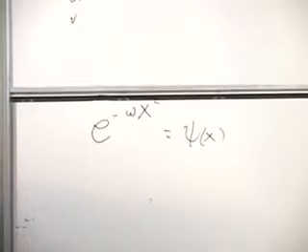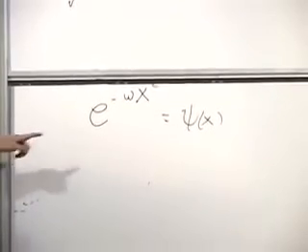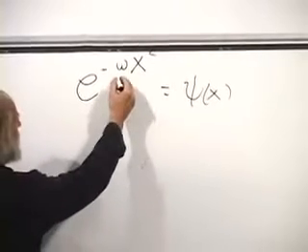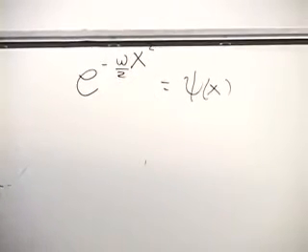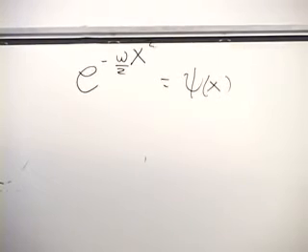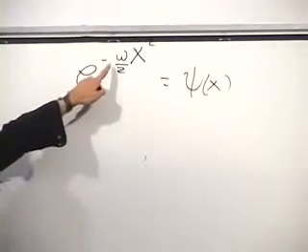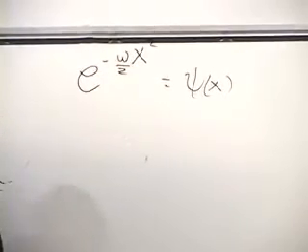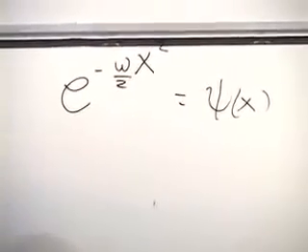Let's differentiate it once with respect to x. I have a feeling there's a 2 here. Let's try it with a 2. I can't remember. Let's put a 2 in. If the 2 isn't there, we'll find it out, and I'll get rid of it. What happens if I differentiate e to the minus omega over 2 x squared once with respect to x?